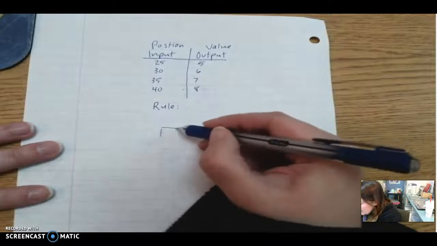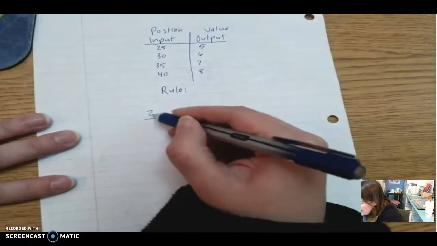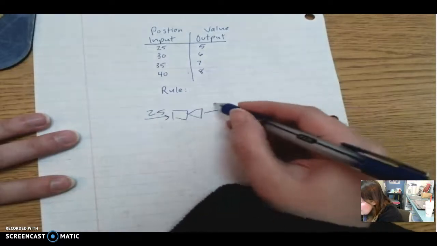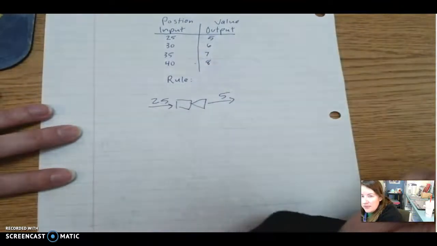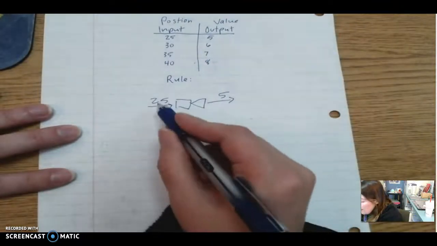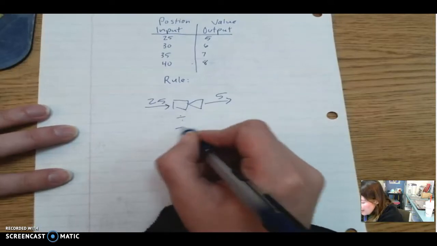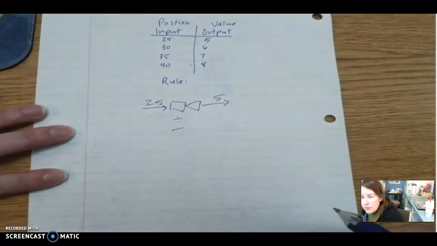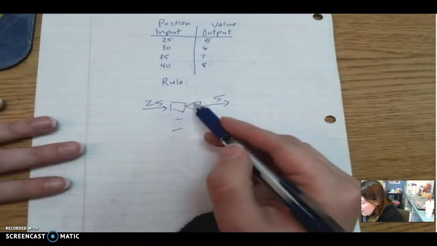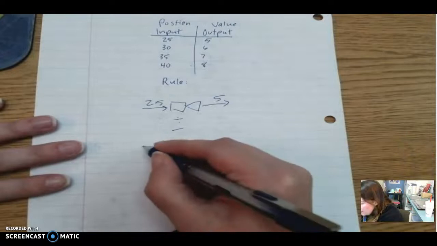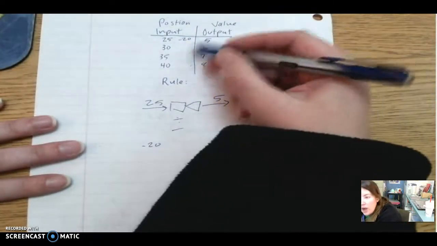So if I put a 25 into my number machine and then out pops a 5. Put in a 25, out pops a 5. My number machine is making my numbers smaller. So again, that could be either division or subtraction. Let's check subtraction. So 25 minus what gives me 5? Well, that would be minus 20. Does that work for all of them though?